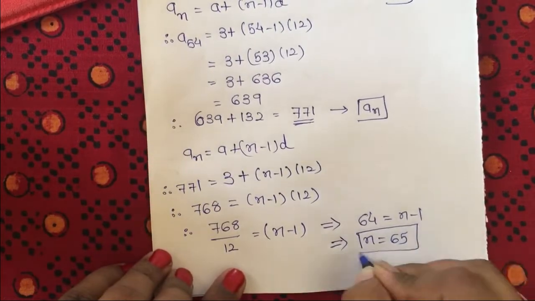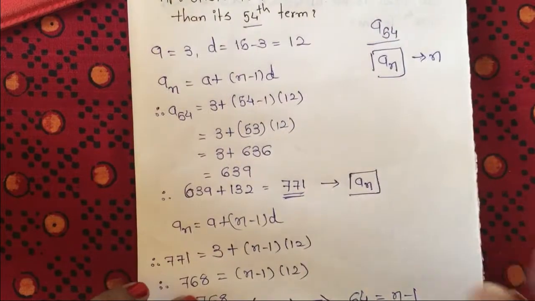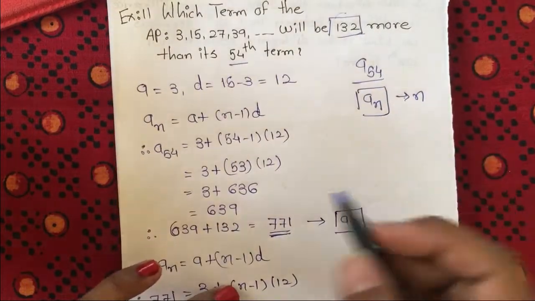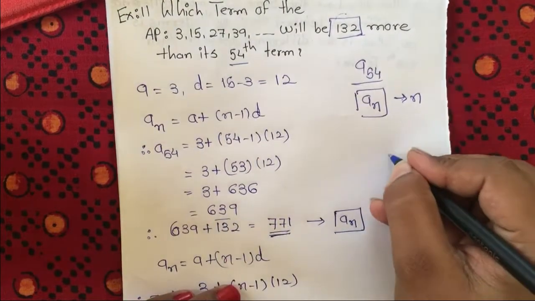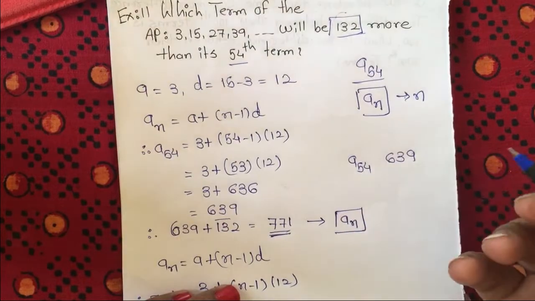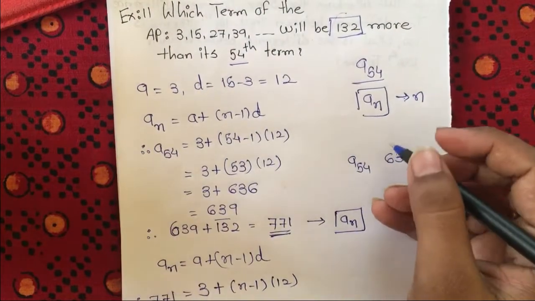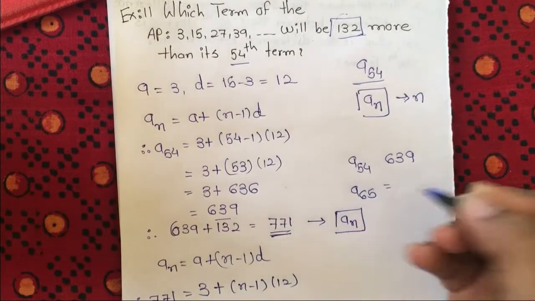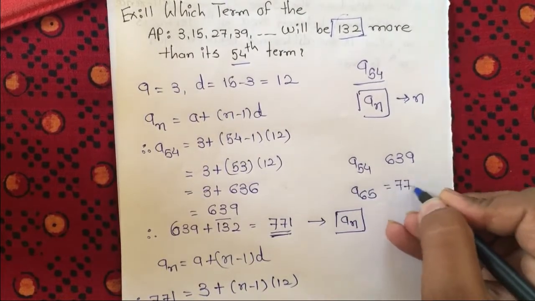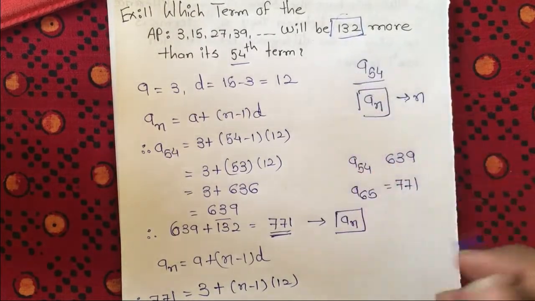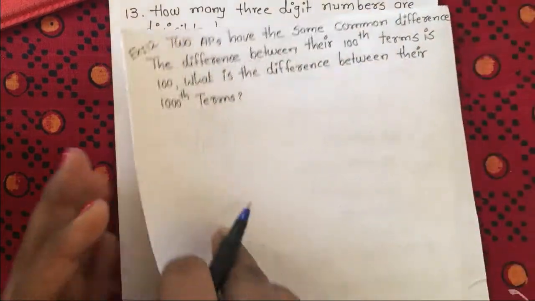सो दिस इज़ द 65th टर्म विच इज़ 771. ओके, सो यहाँ पे आप देख सकते हो कि हमारा 54th टर्म था 639. ओके, दैट इज़ A54 इज 639. वी आर जस्ट चेकिंग इट एंड हमारा जो 65 टर्म आया दैट इज़ A65 इज़ 771. उन दोनों के बीच में डिफरेंस कितना आना चाहिए था? 132. Is that clear? Yes. Okay, now move on to example number 12.